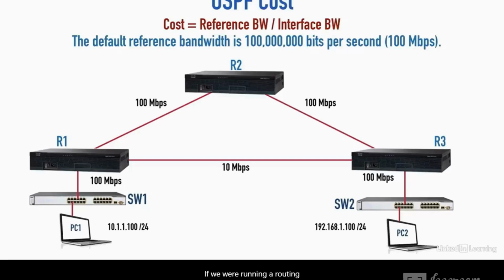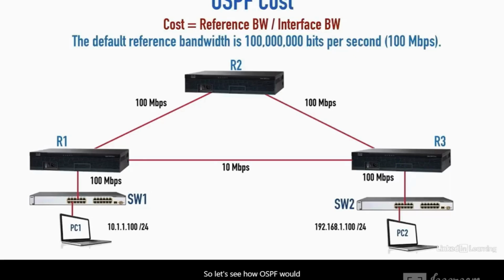If we were running a routing protocol like RIP, which only takes into account hop count, it doesn't pay any attention at all to bandwidth, then it would say, oh, it's a shorter hop count to go from R1 to R3 out to PC2, as compared to going from R1 to R2 to R3 out to PC2. It's one fewer hop. But we can look at this and say, I don't want to use that path of R1 to R3 because that's a 10 meg link. I'd rather stay on the 100 meg links. And OSPF is going to agree with us.